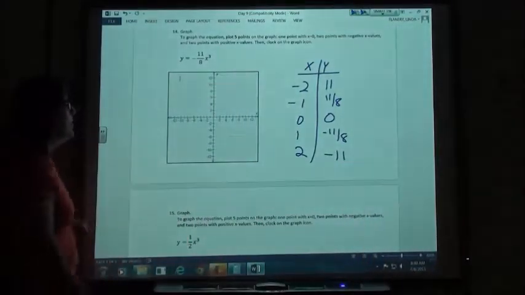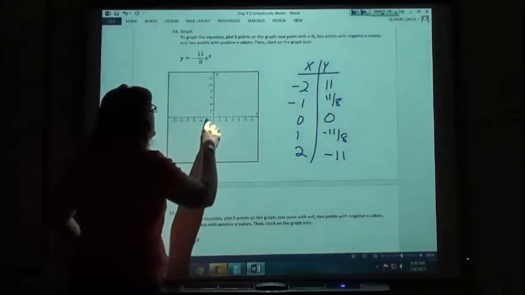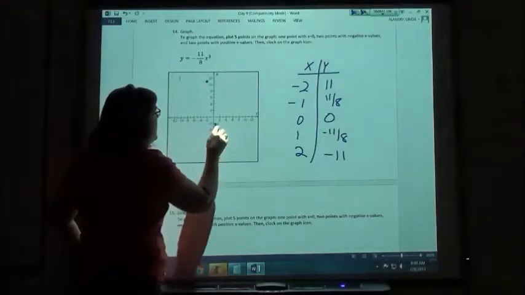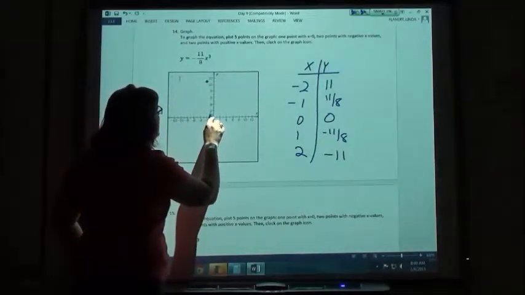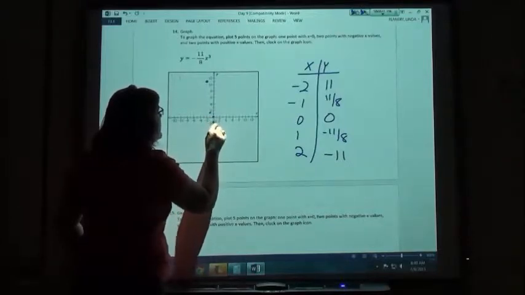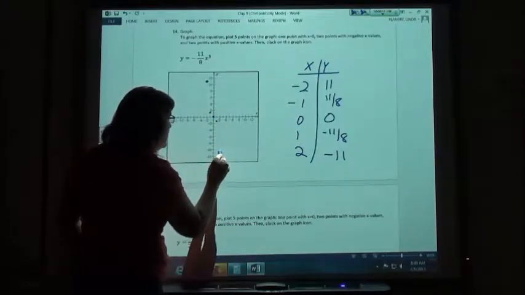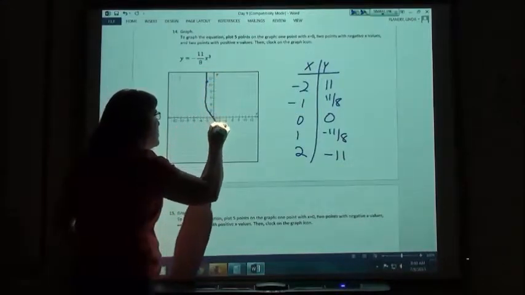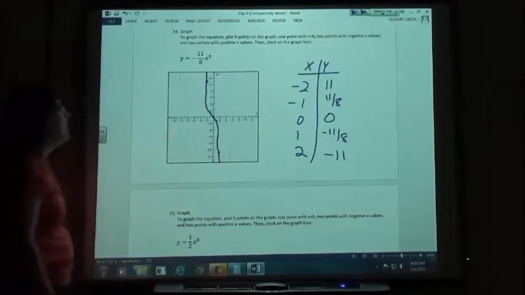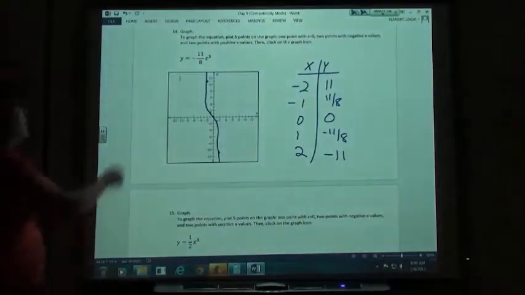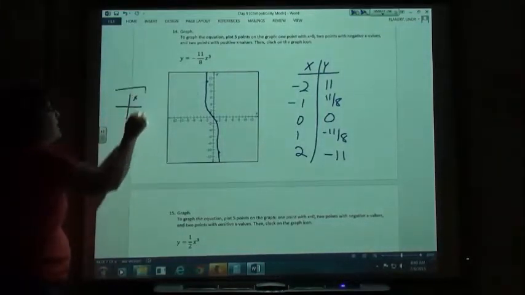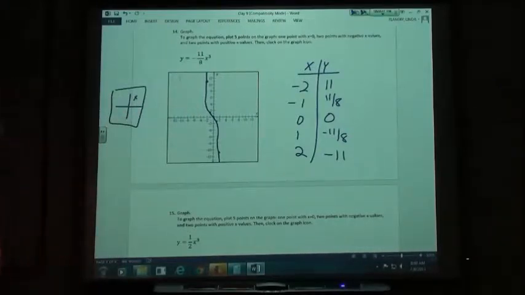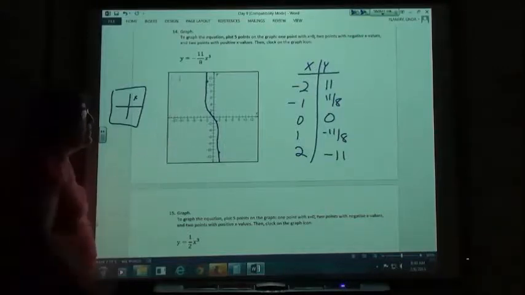I've got my points. I'm going to plot them. So negative 2 is up to 11. Negative 1 is at 11/8, so just a little higher than 1. 0, 0, 1 and negative 11/8, 2 and negative 11. So our cubic function looks something sort of like that. Again, you'll use that little plot point tool, looks something like this, and type in your ordered pairs. You can do it for all of them, but for sure when you have the fraction, so that Alex can put that 11/8 in the proper spot.